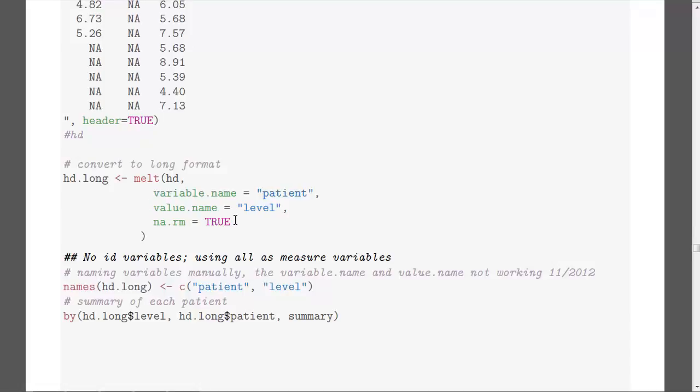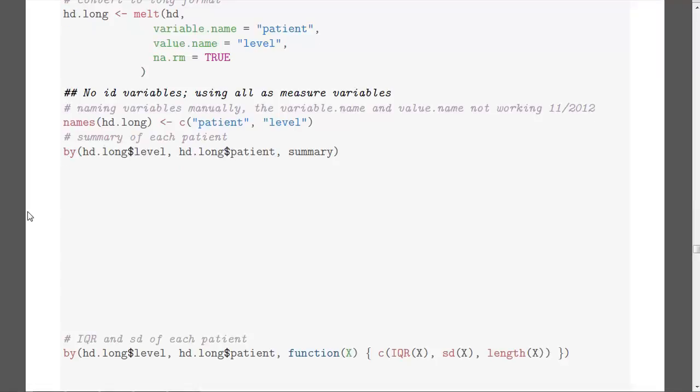Oh, the last thing I forgot to note last time is in the melt function, we can actually remove the NAs when we melt the data. So all these NAs end up disappearing in the long data. All right. Once again, those didn't show up. All right, so those would be the summaries.